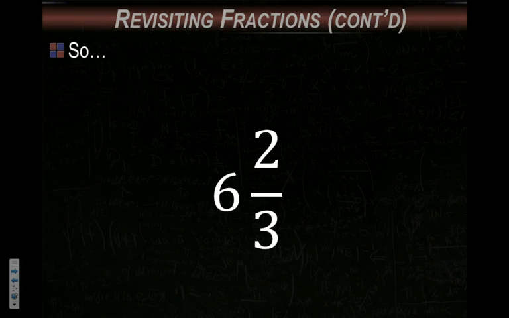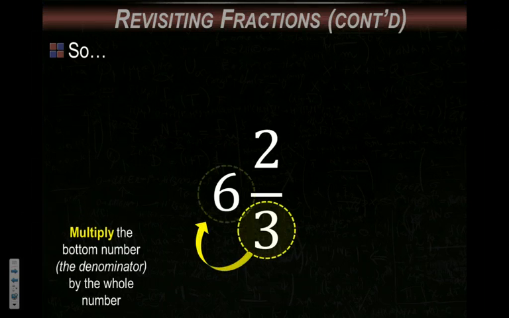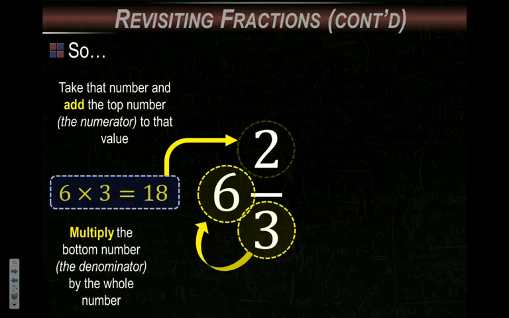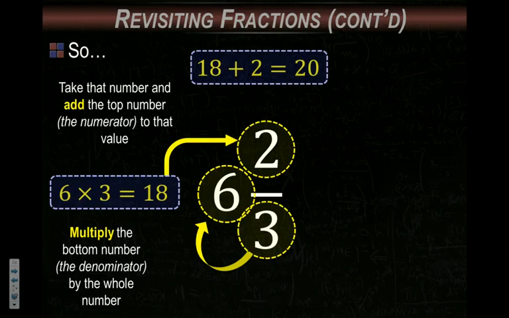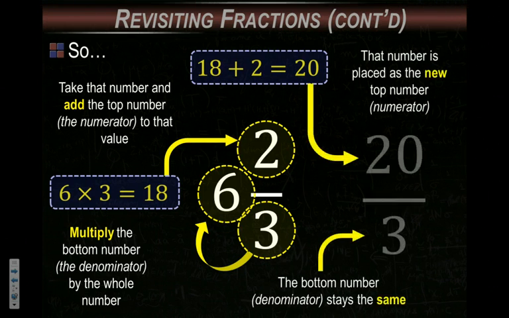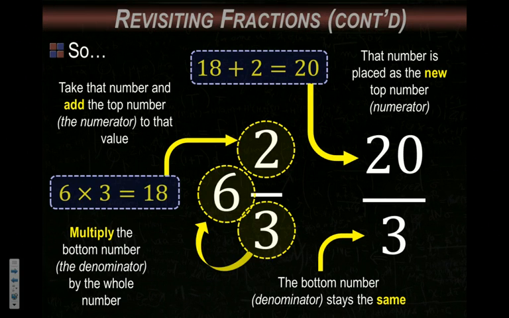So you're given this mixed number. The way to convert it, this number multiplies by this number. So 6 times 3, 18. Then take that value and add it to the numerator. So 18 plus 2, 20. That number, 20, is then used as the new numerator. The denominator stays the same, doesn't change. It's the original denominator. Okay? So I thought this was a better way to look at it.